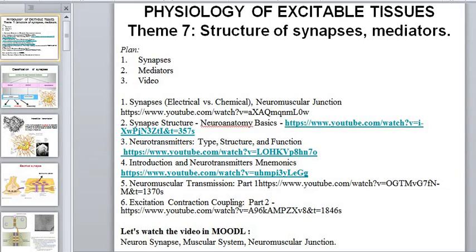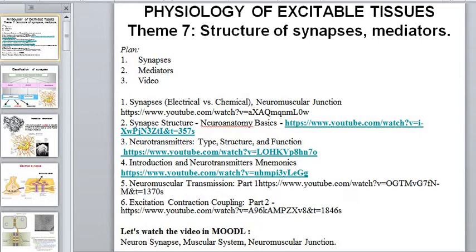Hello everyone. We continue to study the physiology of the nervous system, and today we have practice 7: structure of synapses and mediators function. As usual, we have a lot of links, a lot of videos, and even on our page in the Moodle we have short video files.